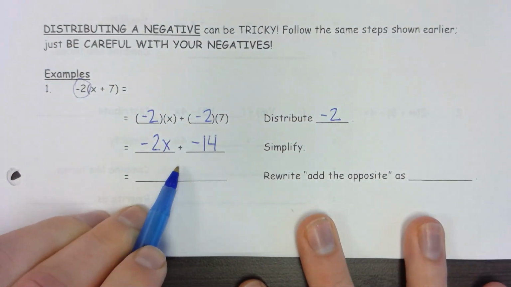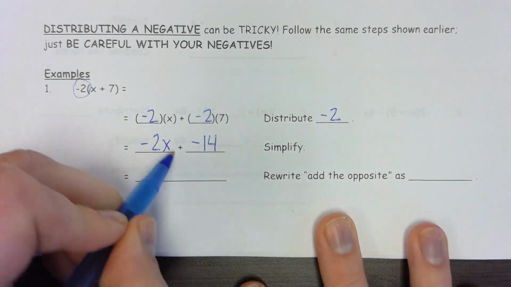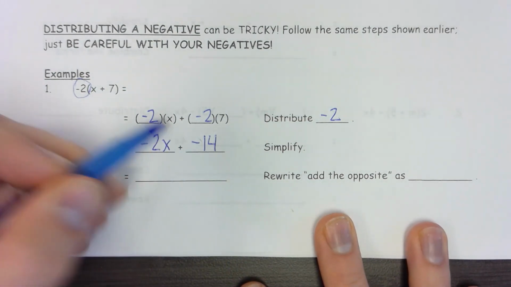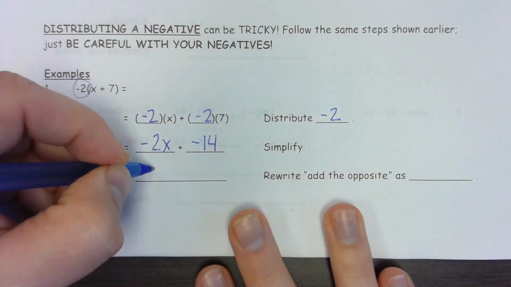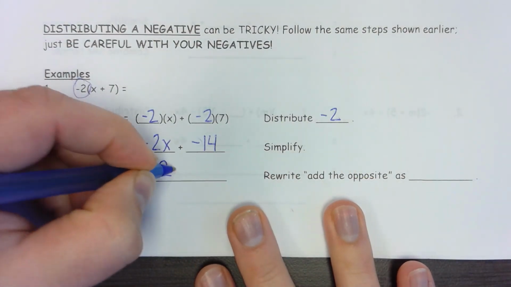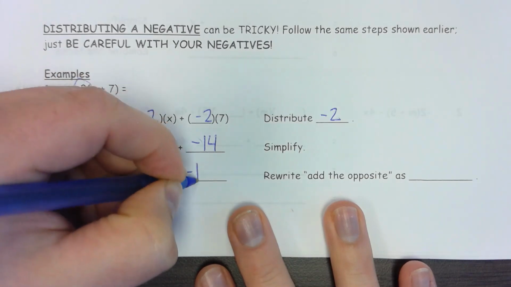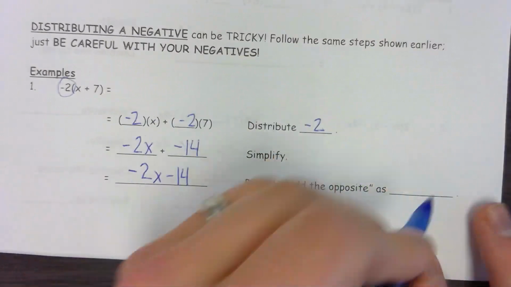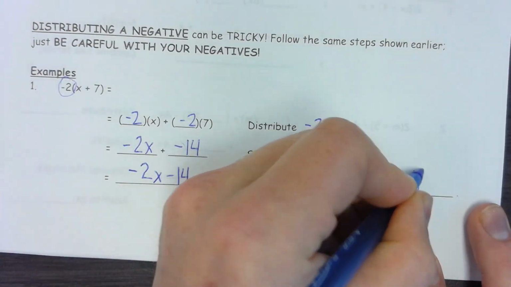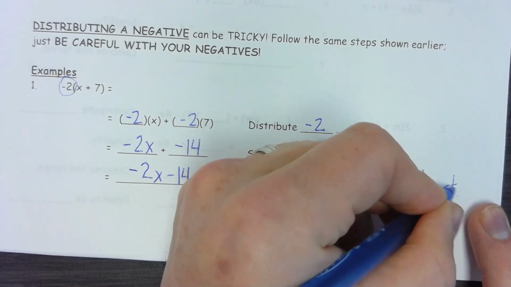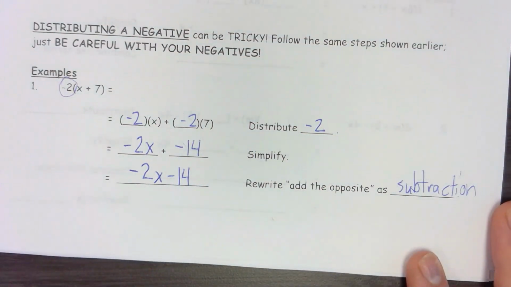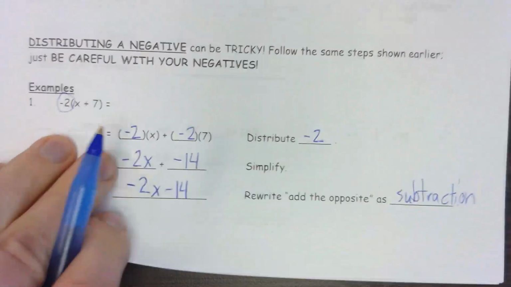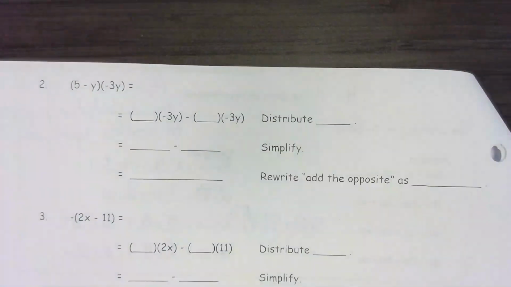Well, how can we rewrite this? Well, adding a negative is just the same as subtracting, right? So we're going to rewrite this as -2x minus 14. Rewrite, add the opposite as subtraction. Okay? Rewrite that as a subtraction problem. We're going to see the opposite. Subtracting a negative is the same as adding a positive, right? Looks like we're going to see it right now.